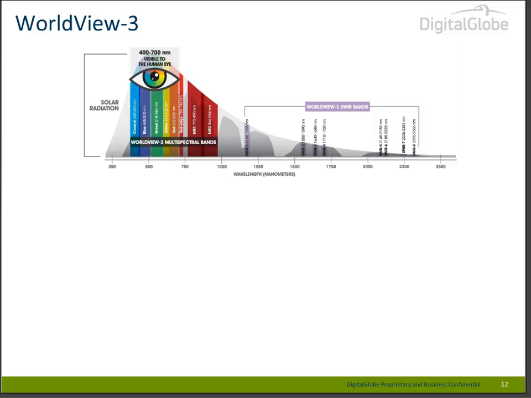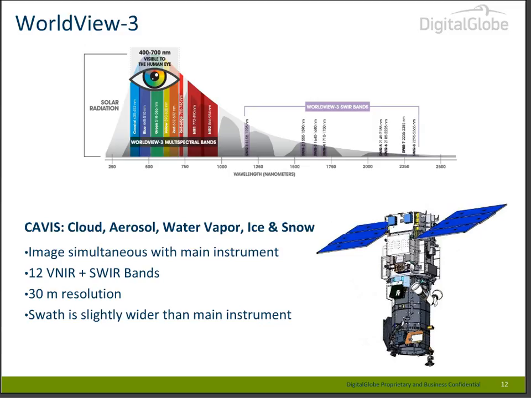So maybe not all of you are aware of the fact that there's going to be another instrument called CAVIS on board WorldView-3. CAVIS stands for Clouds, Aerosol, Water Vapor, Ice, and Snow, and it was designed to retrieve atmospheric components that are necessary to then correct the images to surface reflectance. CAVIS has a 30-meter spatial resolution, and it will have 12 bands, including the SWIR bands. That makes WorldView-3 a 29-band satellite, including the panchromatic band.